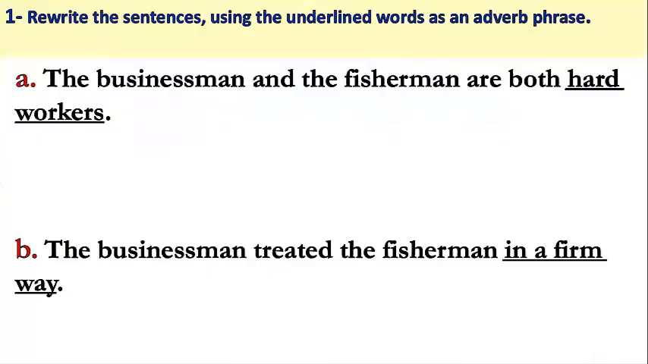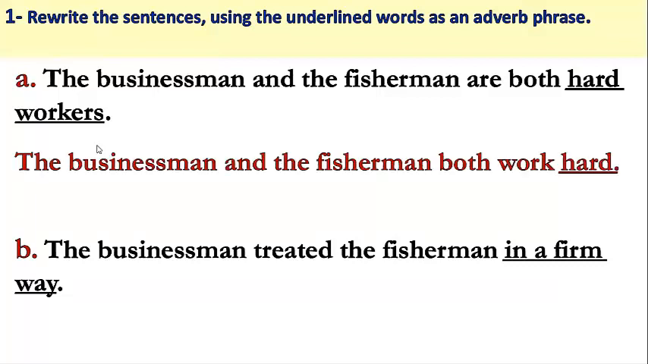Let's see together number A. The businessman and the fisherman are both hard workers. We have to use hard workers here as an adverb phrase. Look here: both work hard, yes. Both hard workers, changed into an adverb phrase, will be work hard.